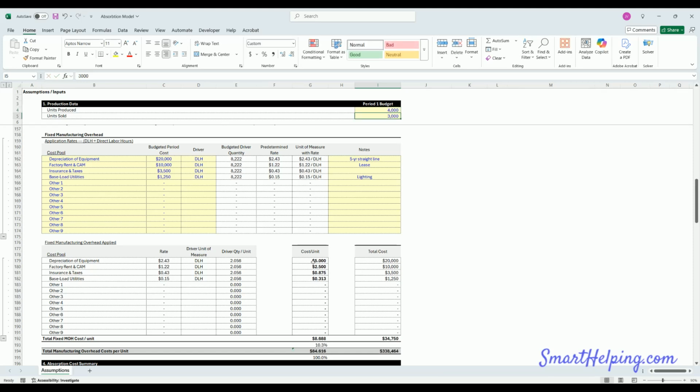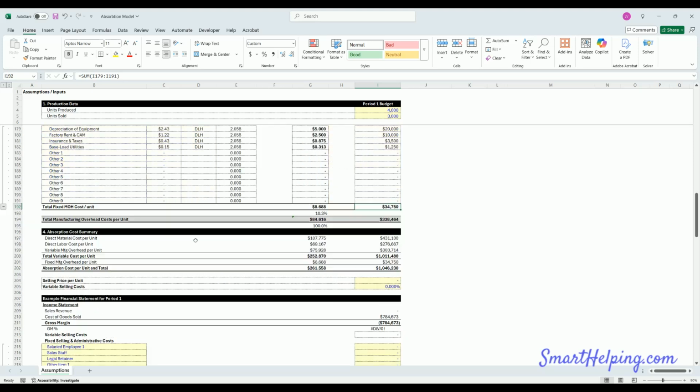Now I'm at $5 a unit, but it's still $20,000, because now the predetermined rate that we're calculating is different. Before it was $1.95 in depreciation of equipment per direct labor hour at 5,000 units produced. Now at 4,000, it's gone up to $2.43 per direct labor hour for depreciation. So I was raising my cost per unit since I produced less, and we're getting the total cost per unit for fixed manufacturing overhead here and the total cost here. Okay, that took me a while to figure out the best way to set this up, but that's how we got that.